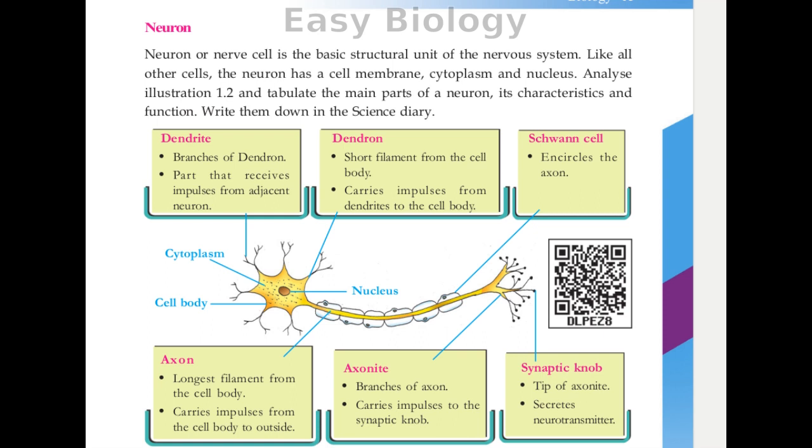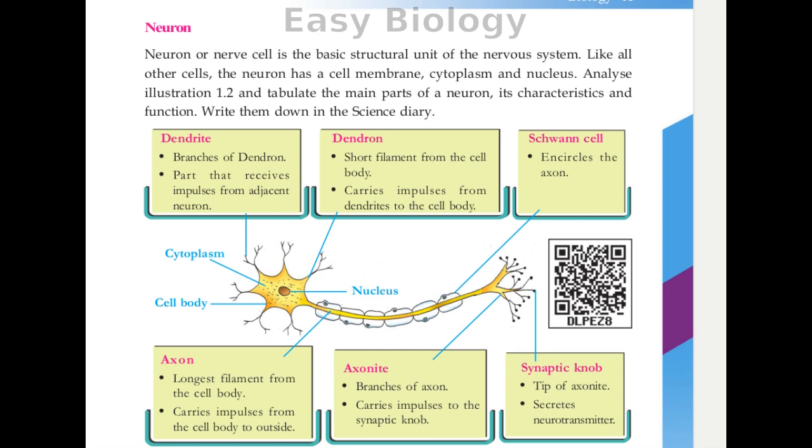There are long filaments seen starting from the cell body. Now we can study the different parts of a neuron. They are dendrite, dendron, cell body, axon, axonite, and synaptic knob. What are the peculiarities or characteristics and functions of these parts?